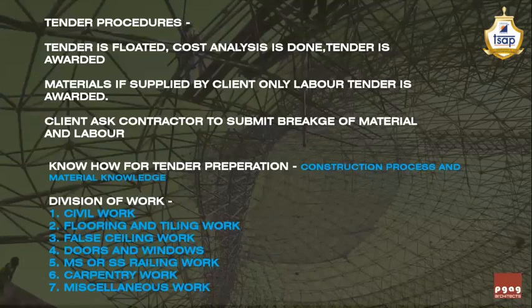But first, the division of work, like how the tender is divided into different parts. The tender is divided into all such parts which are listed on the slide right now, based on the construction process. For example, the civil work happens the very first. That is the first activity on the site. So the first part is civil work. Then the second is flooring and tiling work. The third is false ceiling work, then the doors and windows, then the MS or the SS railing work, then the carpentry work, and then the miscellaneous work, where sometimes ready-to-buy items can also be listed.